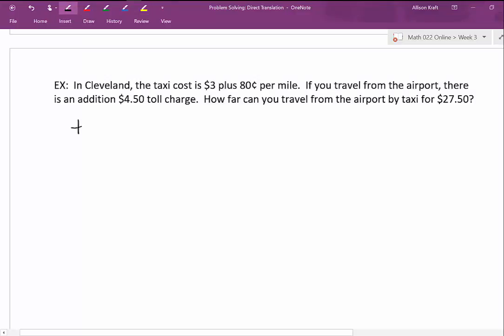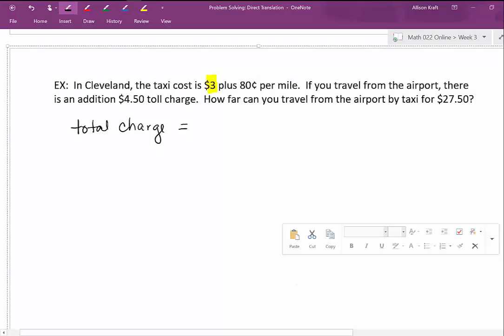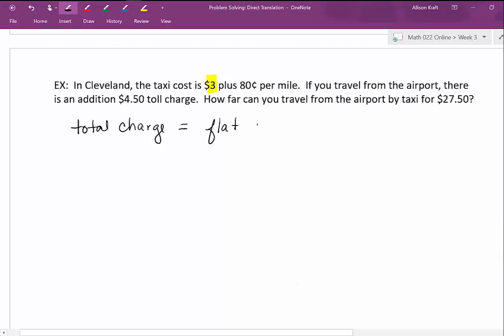Now, the total charge includes $3 just for getting in the taxi, plus 80 cents per mile. That's what we don't know, the number of miles that were traveled. That's what they ask us to find later in the problem. How far can you travel? So the number of miles is our unknown.